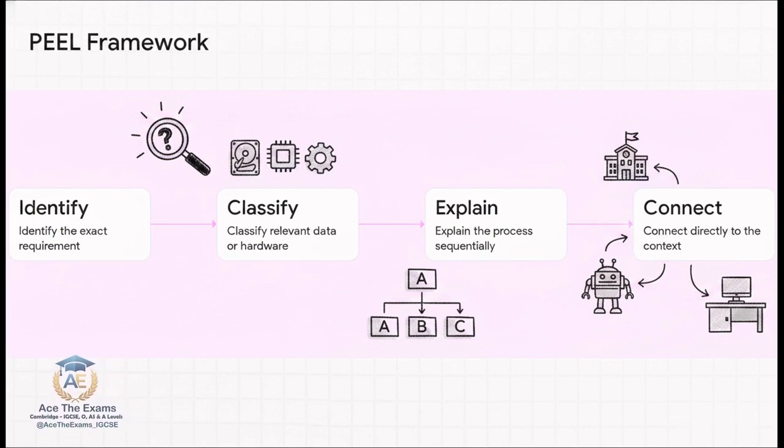Step 3, explain the process sequentially. I want you to think of this almost like writing an algorithm. Step A must logically lead to step B. And finally, step 4, connect to context. This is the link part of PEAL. You have to anchor everything you just said back to the school, the factory robot, the office network, or whatever specific scenario the examiner has handed you.